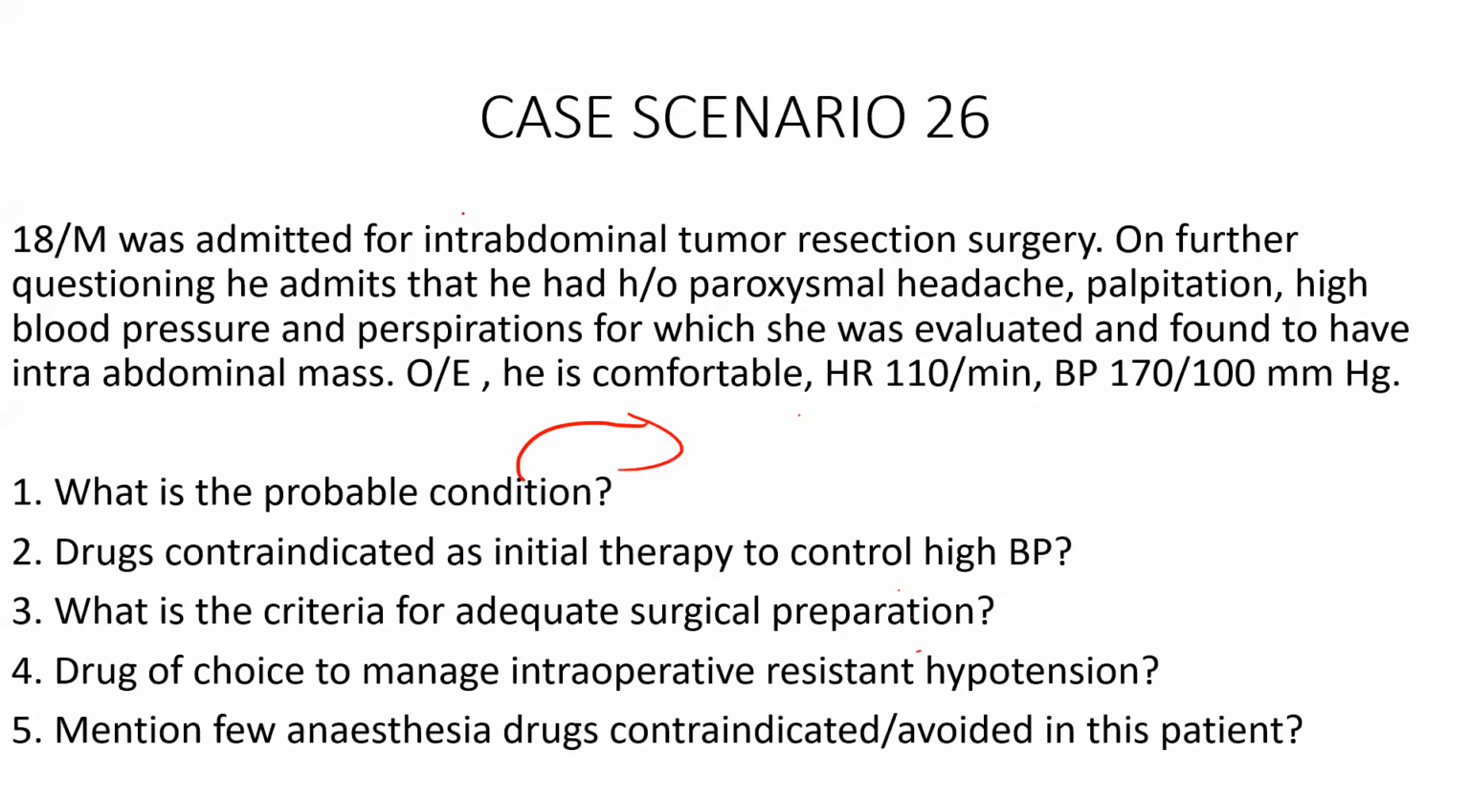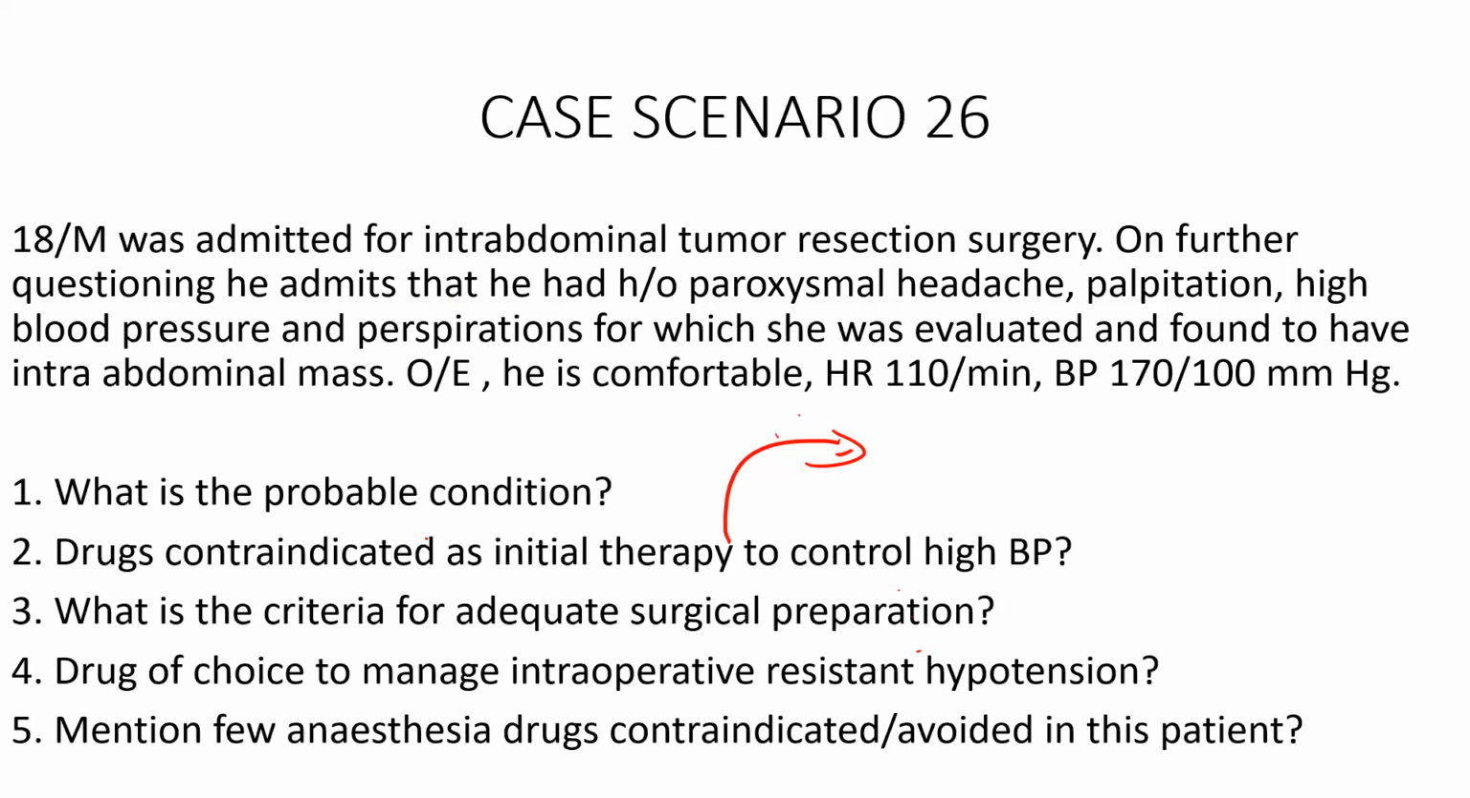This is a case of pheochromocytoma. Excellent. You can unmute yourself again. Right, so this is a pheochromocytoma. It characteristically presents with paroxysmal headache, palpitation, high blood pressure, and sweating, which is hyperhidrosis. This is the classical picture in a patient coming with pheochromocytoma. What drugs are initially contraindicated to control the high blood pressure?